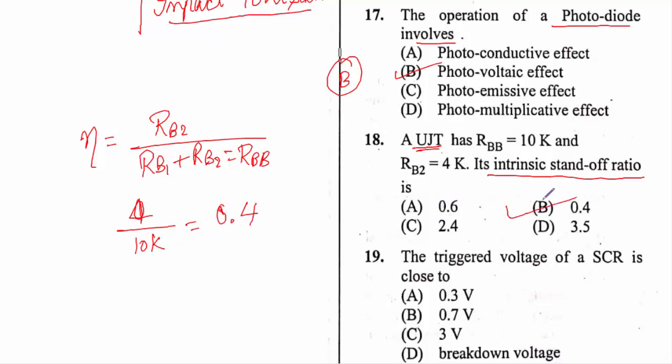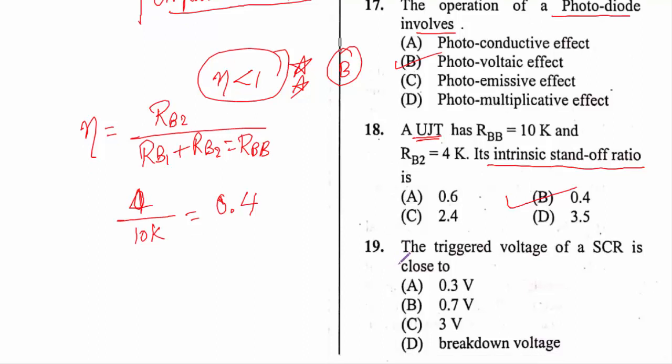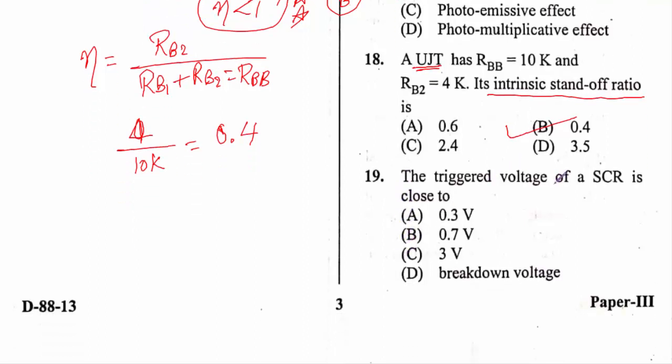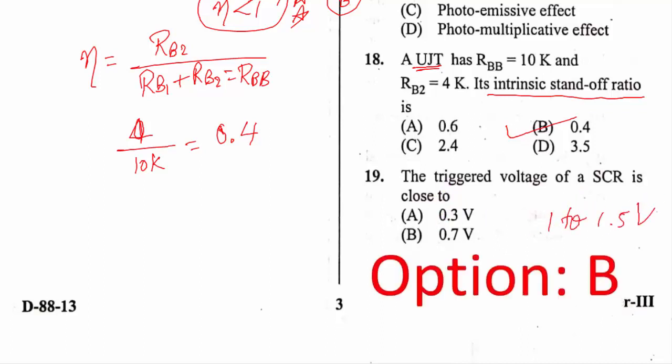So I am getting intrinsic standoff ratio which is 0.4. But usually intrinsic standoff ratio is expressed in terms of percentage. So you have to multiply by 100. Always this intrinsic standoff ratio should be less than 1. So this is very important. 19th question what they have given is the triggered voltage of an SCR is close to 1 to 1.5 volts, nothing but a breakdown voltage, right?